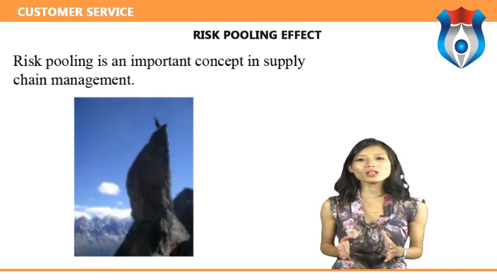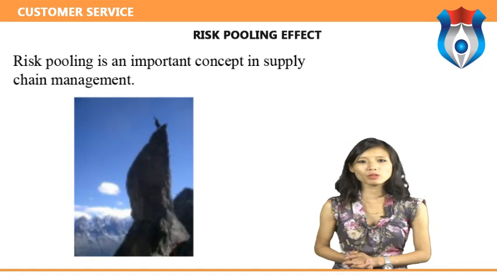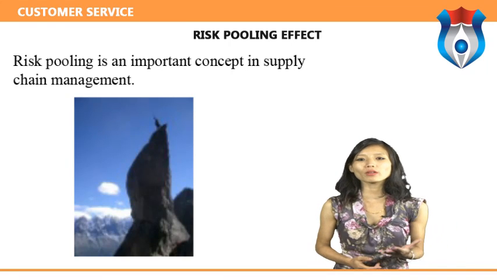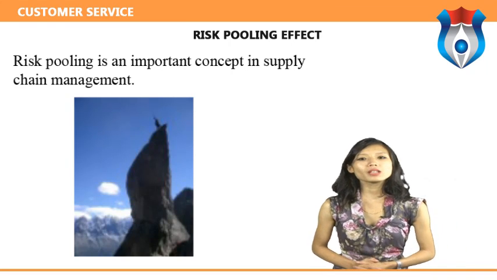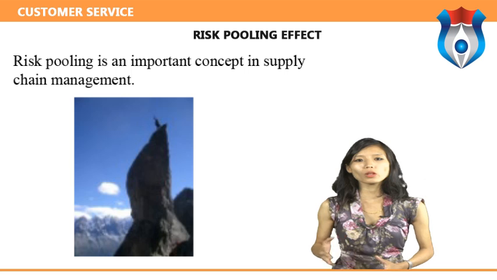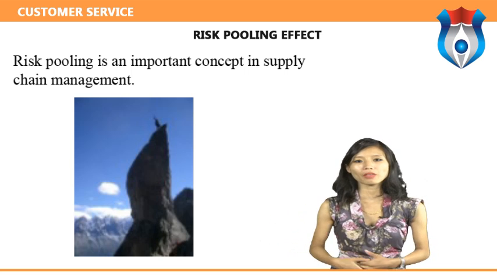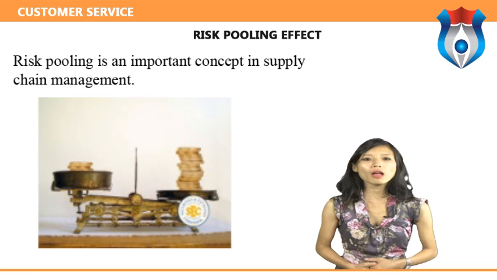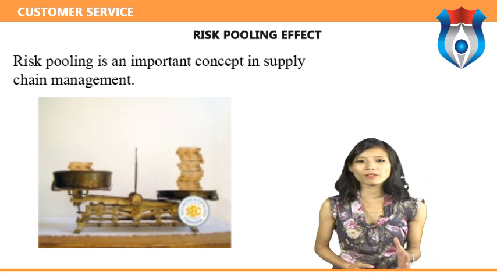Risk pooling is an important concept in supply chain management. Risk pooling suggests that demand variability is reduced if one aggregates demand across locations, because as demand is aggregated across different locations, it becomes more likely that high demand from one customer will be offset by low demand from another. This reduction in variability allows a decrease in safety stock and therefore reduces average inventory.